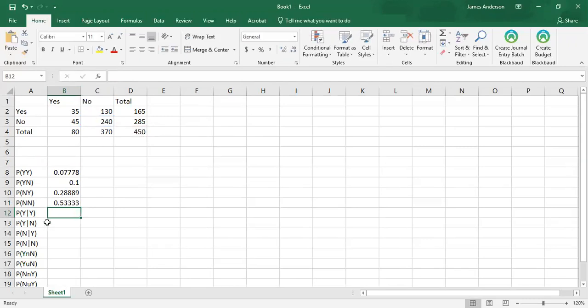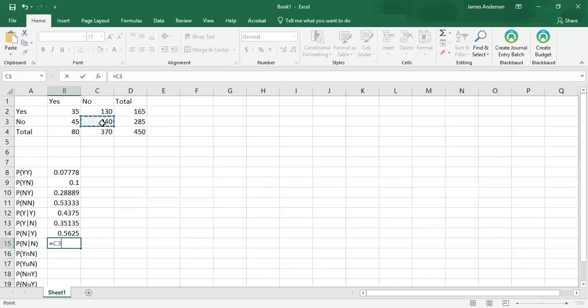So the probability of yes given yes, so the probability of this value right here, given the fact that I have a yes already, would be the row total or the column total, so 35 divided by 80. Yes given no would be 130 divided by 370. Probability of a no given a yes right here, 45 divided by 80.